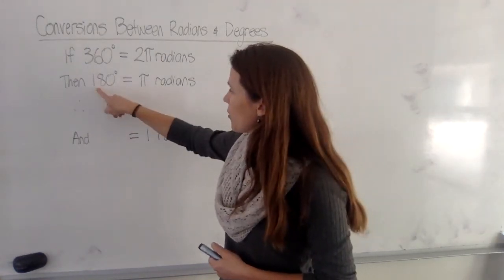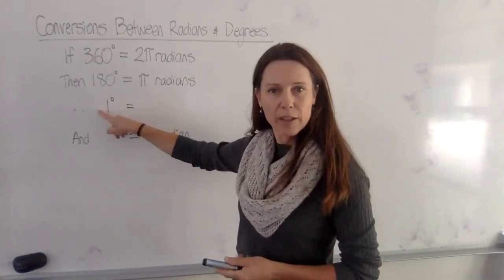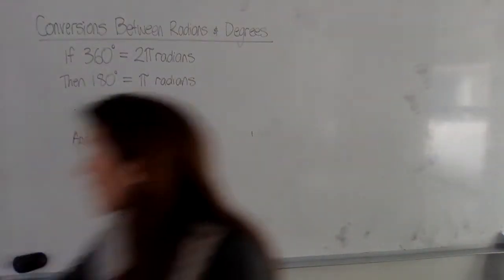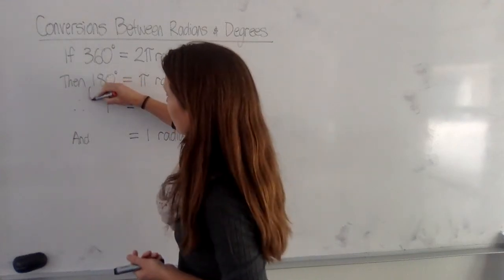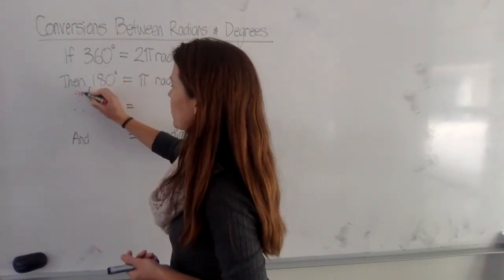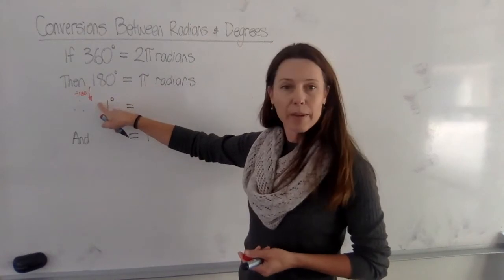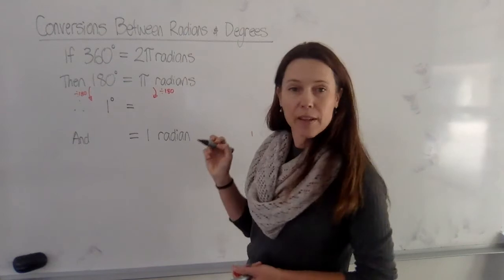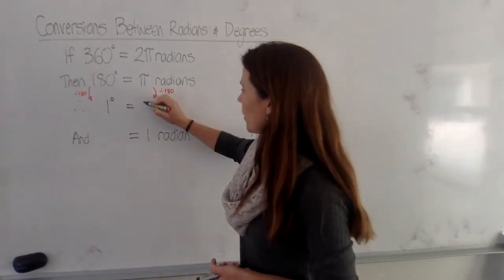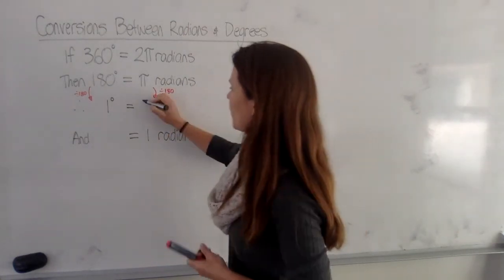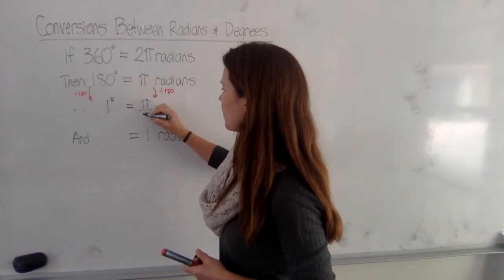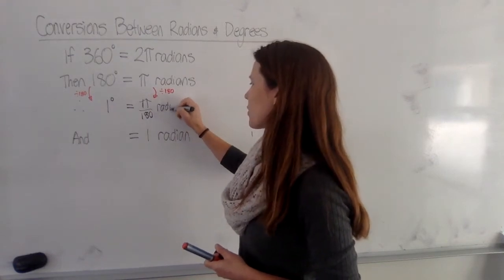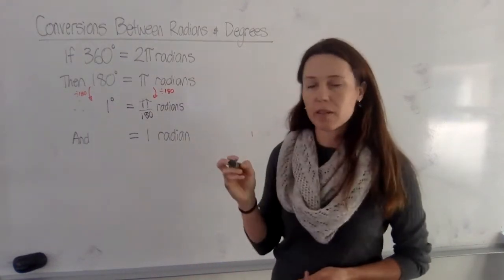How do you get from 180 degrees down to 1 degree? Keeping things in proportion, you can only multiply or divide. Well, this is 180 times smaller, isn't it? So clearly we've divided by 180 over here. So if we divide by 180 on this side as well, what we'll get is pi divided by 180. And we can write radians on that if we want to, just to keep it nice and simple.